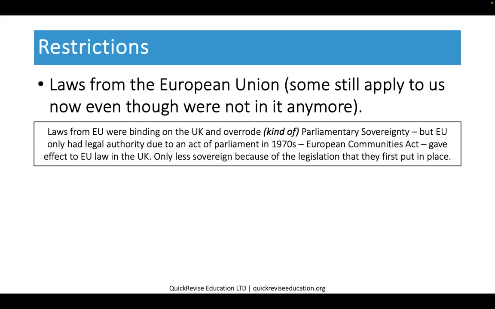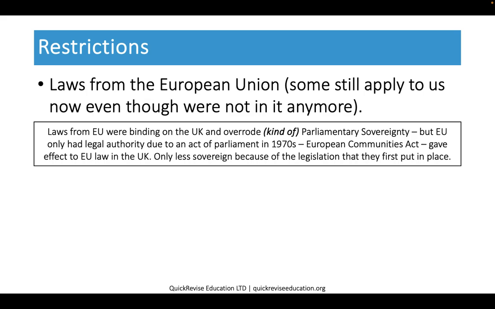So this European Communities Act of 1972 gave effect to the EU laws in the United Kingdom. And that point at the end there is so true. It says that Parliament itself was only made to seem less sovereign because of the legislation that they had put in place. So it was only because of Parliament that these laws from the European Union had to be applied in the UK. Parliament could still change their mind.